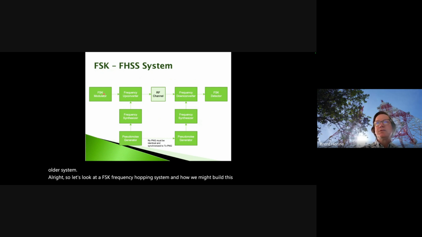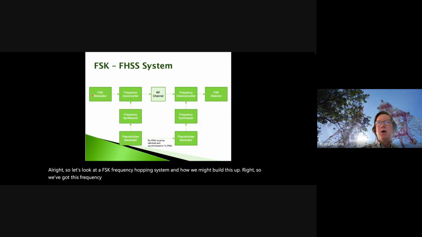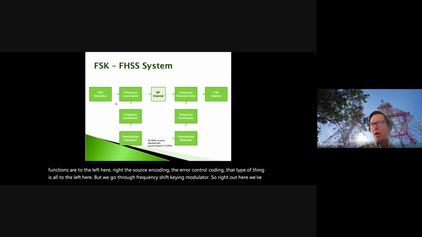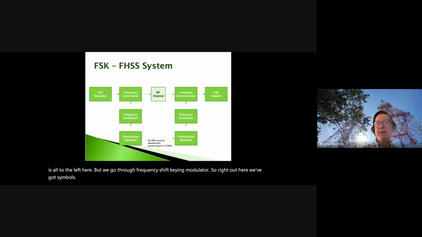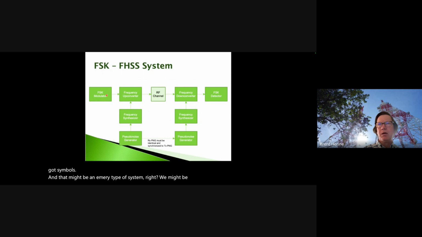All right, so let's look at an FSK frequency hopping system and how we might build this up, right? So we've got this frequency modulator. All of our other transmitter functions are to the left here: the source encoding, the error control coding, that type of thing. But we go through a frequency shift keying modulator. So right out here, we've got symbols. And that might be an M-ary type of system, right? We might be mapping multiple bits to one of many different frequencies.